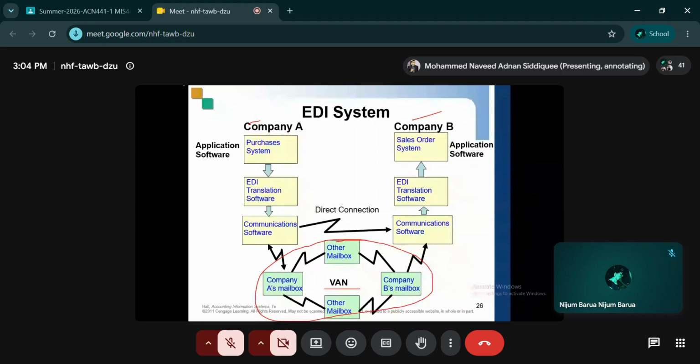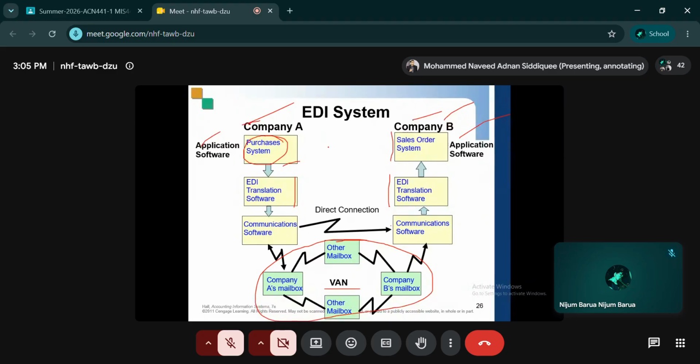Okay, so over here there are two companies. Company A is the buyer. It has its own application software. Company B is the seller. It has its own application software. So the company A is placing an order through its purchase system. The order will be translated and then communicated to the supplier, and then retranslated and placed as the company B will prepare a sales order using the purchase order.